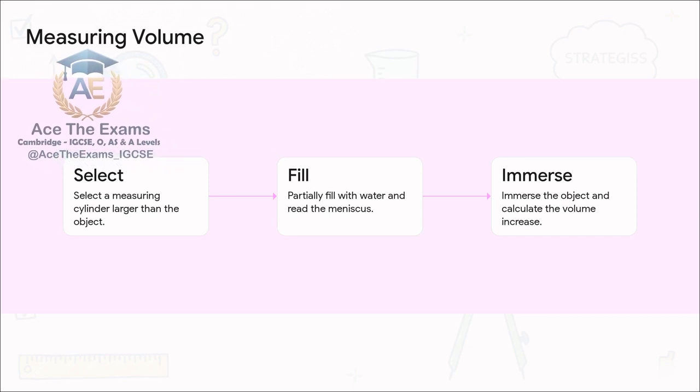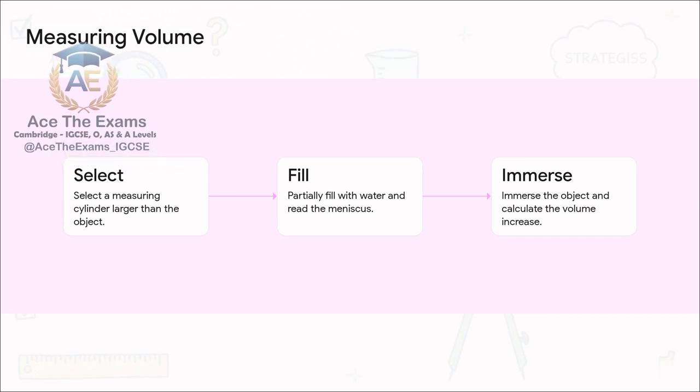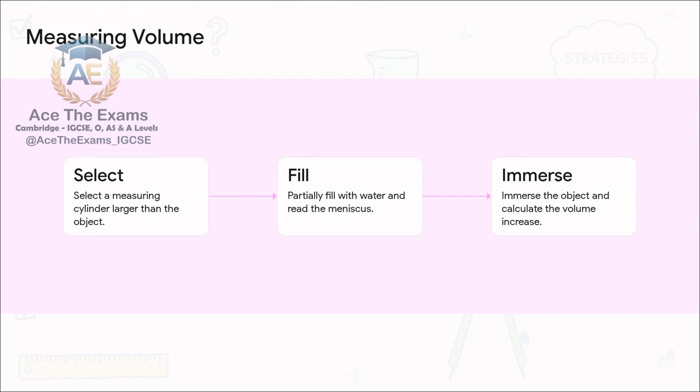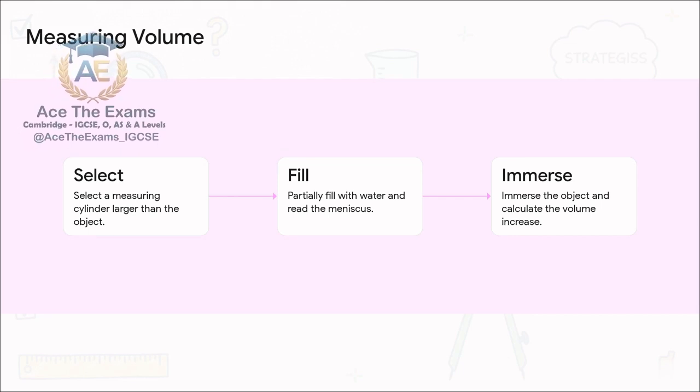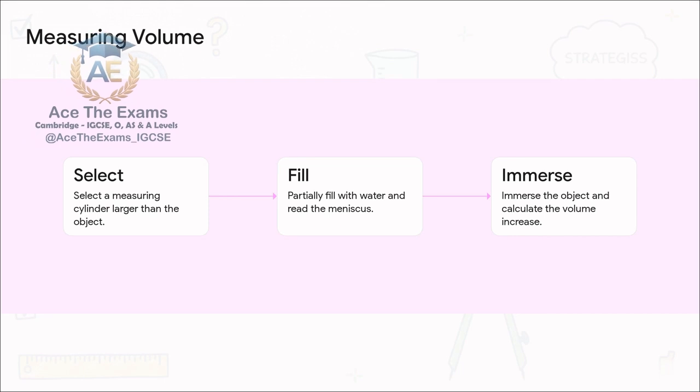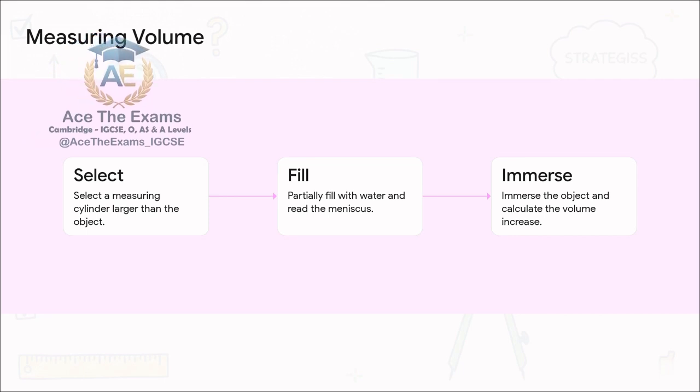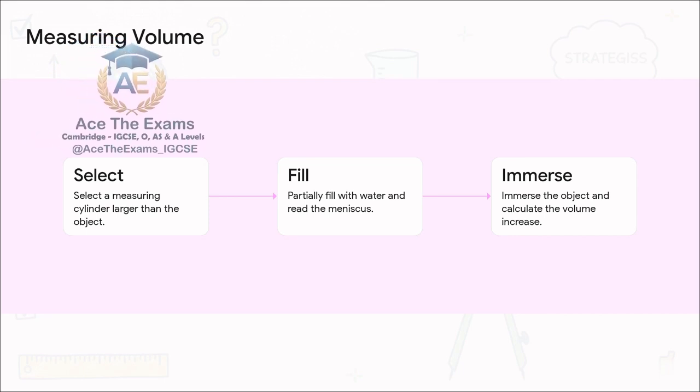That curve is known as the meniscus, and your eye must be exactly horizontal to the scale to avoid that parallax error we talked about earlier. Step 3, immerse the object completely. The water pushed out of the way displaces upwards. The increase in volume exactly equals the volume of the object you dropped in.